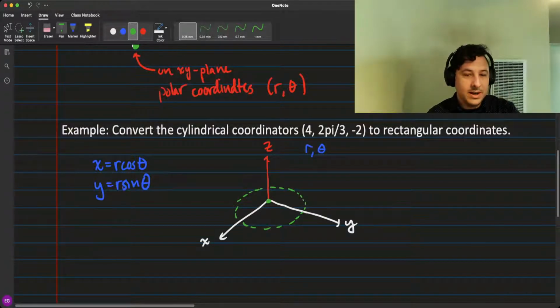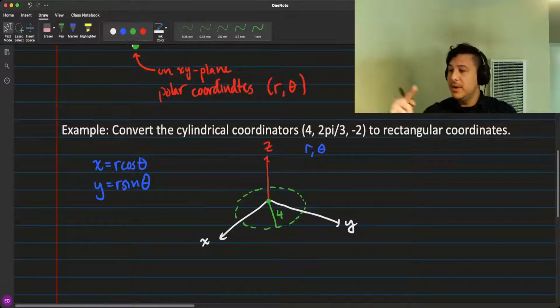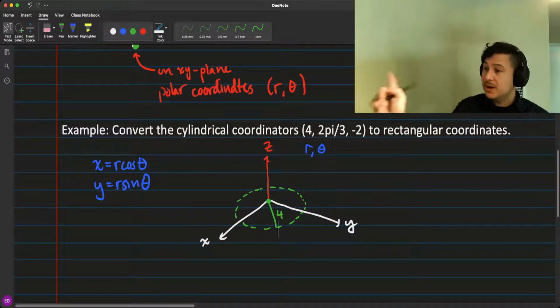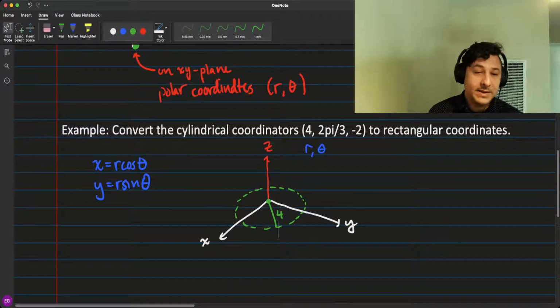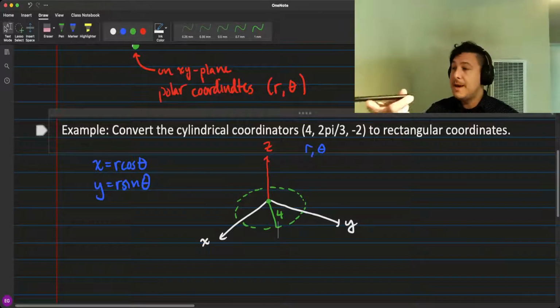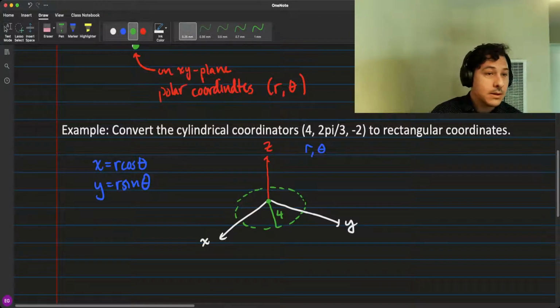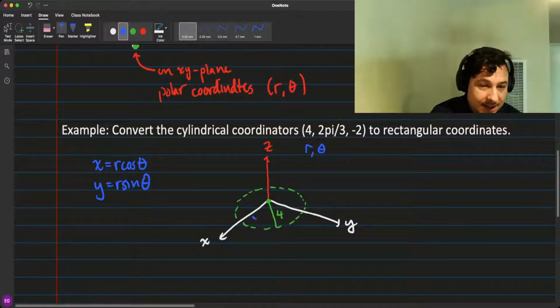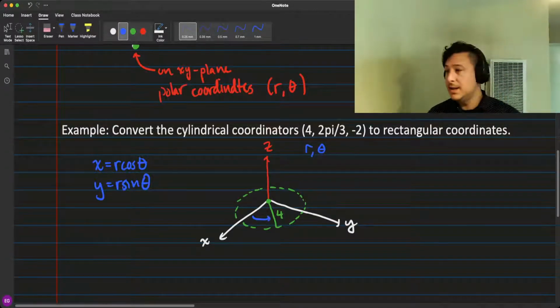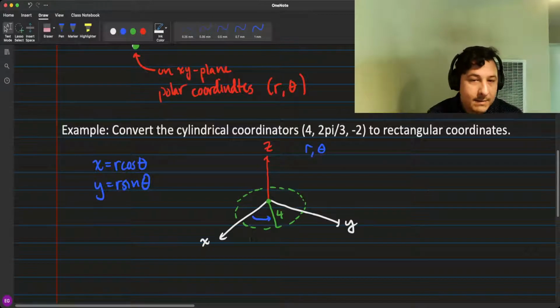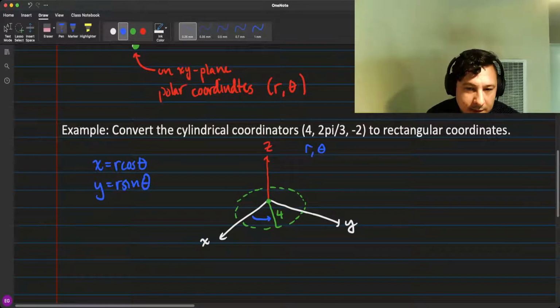So this circle here has a radius of 4, right? All we know is that our point is some distance of 4 away from the origin. So hopefully that makes sense why I'm drawing that circle here. Now the second number, the theta, tells you the amount of rotation away from the x-axis. Right, so you would start here at the x-axis and you would rotate away by the amount 2 pi over 3.